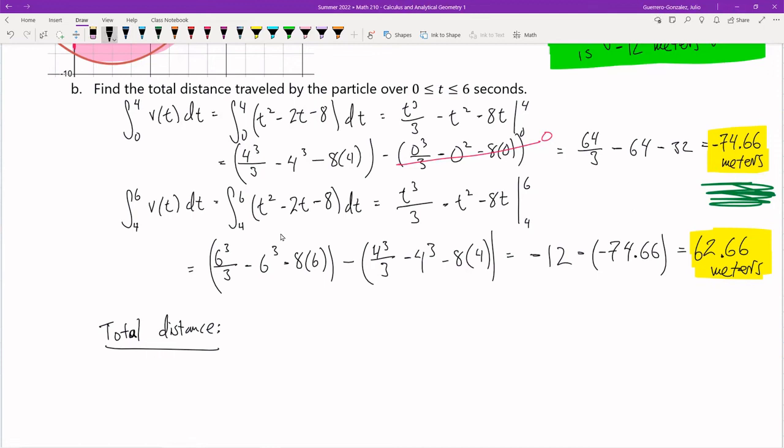So then the total distance is going to be 74.66 meters, plus the 62.66 meters from the second half. Let me sum this up really quick. This is the amount of distance that it traveled in the negative direction, and then we're adding it to the amount of distance he traveled in the positive direction. If we add these two together, let me grab my calculator. 74.66 plus 62.66, 137.32. And we are done.